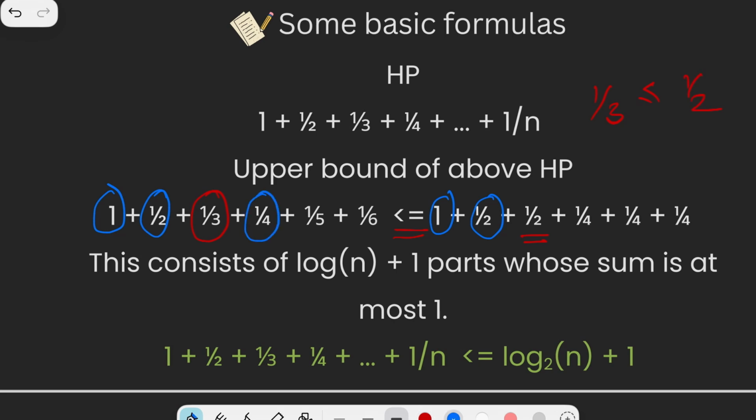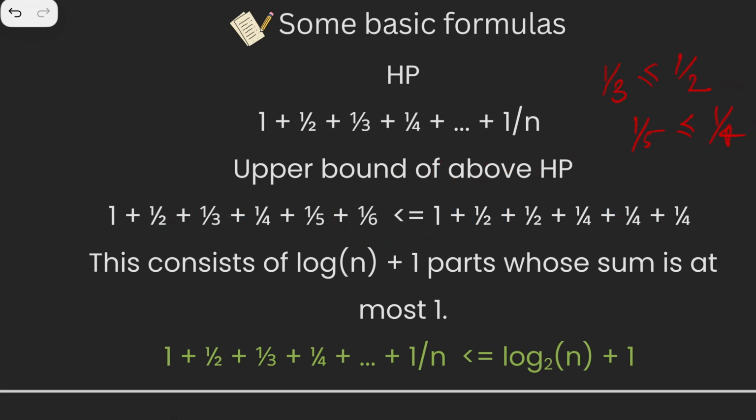Again, for 1 by 4, you can write 1 by 4. But for 1 by 5, you can write 1 by 4. For 1 by 6, you can write 1 by 4. For 1 by 7 as well, you can write 1 by 4. For 1 by 8, you can write 1 by 8. For 1 by 9, you can write 1 by 8 here again. Till 1 by 15, you can keep on writing 1 by 8. So this less than or equal to holds true.